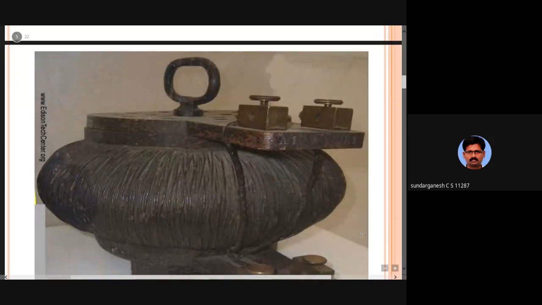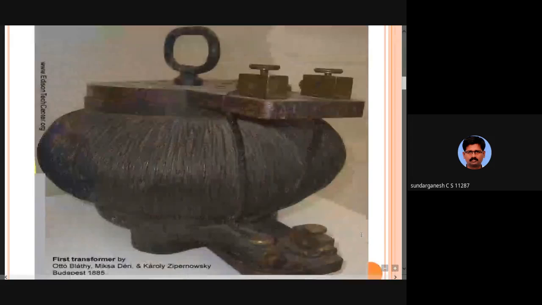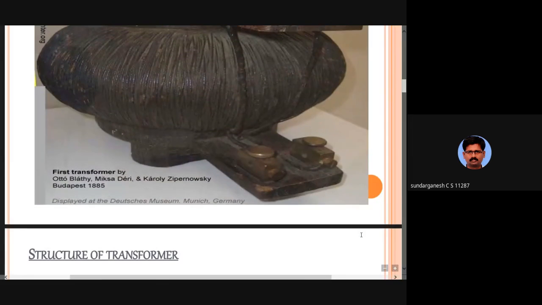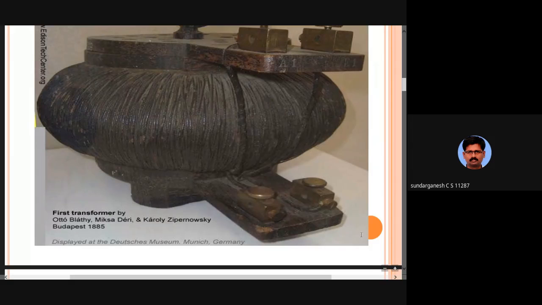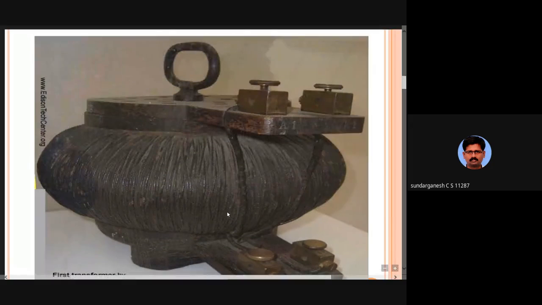This is an old type of coil transformer. Nowadays it is not like that. This is the first transformer, built in Germany in 1885, Budapest. It is kept in the museum in Munich, Germany. If we look at this transformer, you have two ends here and another two ends here. One is primary, the other one is secondary. There are coils available here.